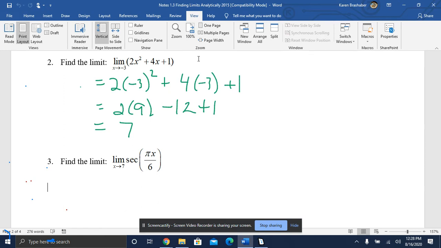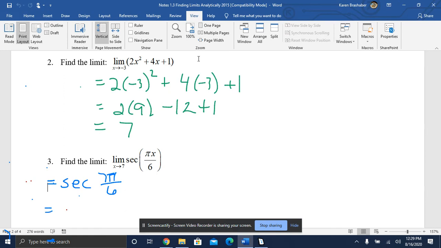And your next one, number 3, is the limit as x approaches 7 of the secant of πx over 6. So we'll start off doing direct substitution. That would equal the secant of 7π. I'm going to rewrite that, putting the π behind the 7. So 7π over 6.